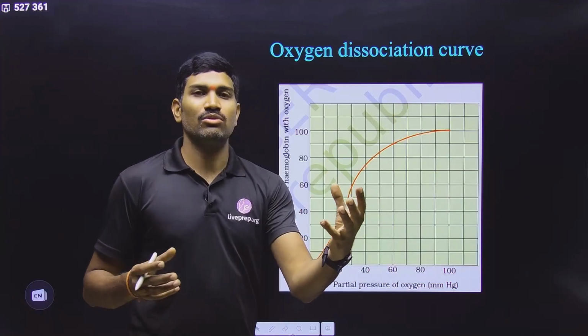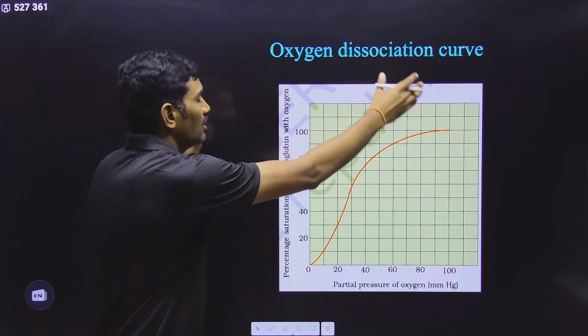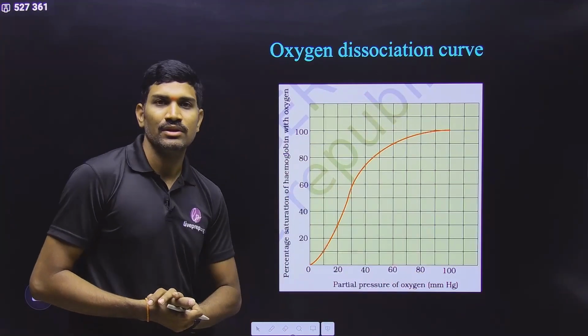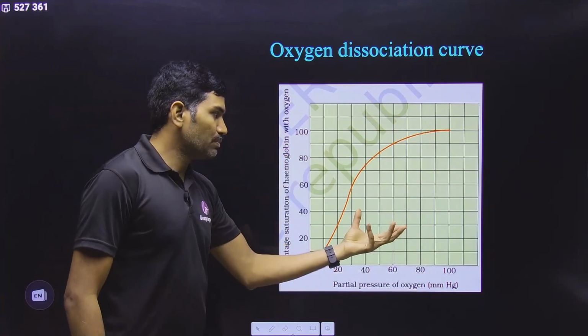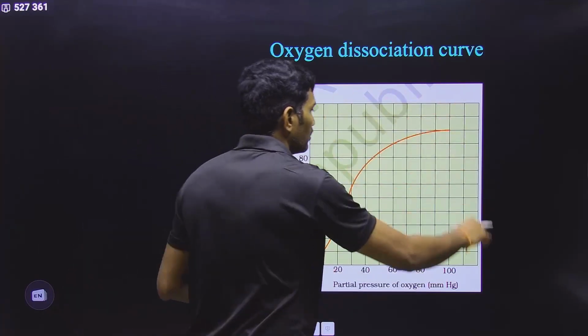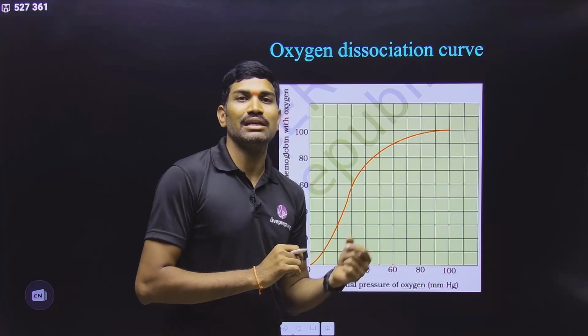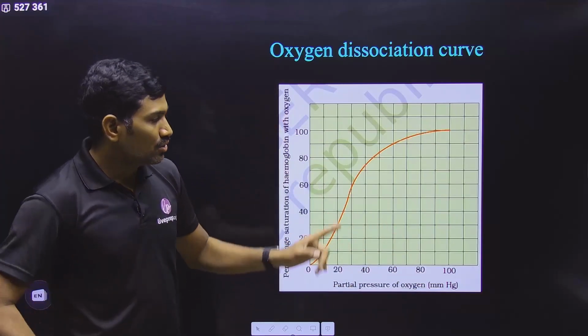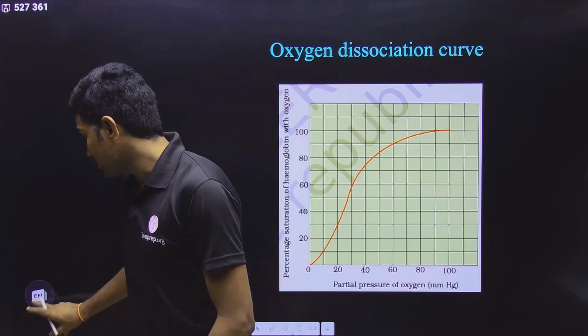Now to this hemoglobin, oxygen should be attached, and for that we are talking about the oxygen dissociation curve. Please remember this particular curve. This is a graph paper. On the graph paper, we are making these dots and then we are making this particular curve. So it is an experiment. We are doing this experiment in the laboratory.